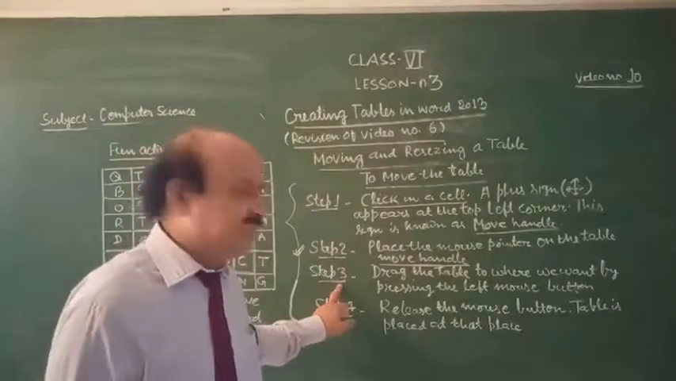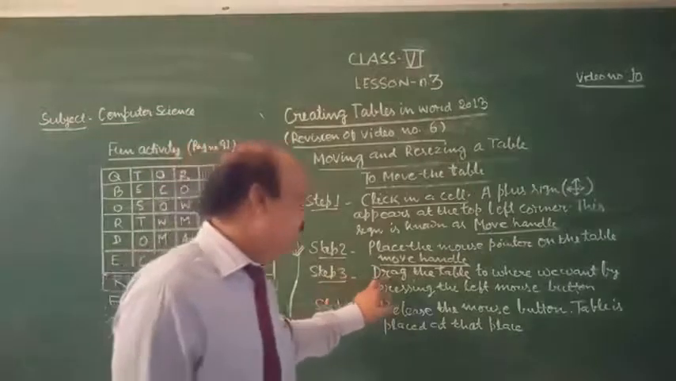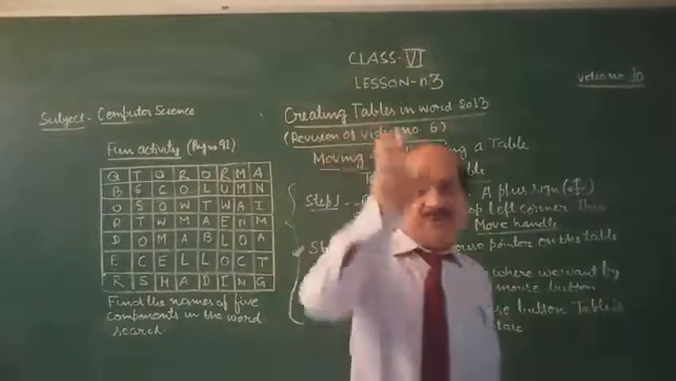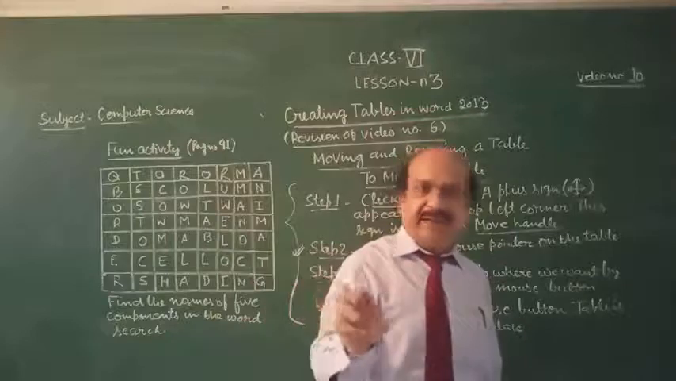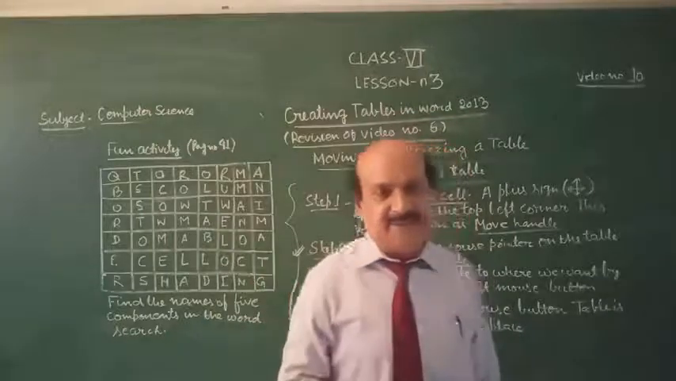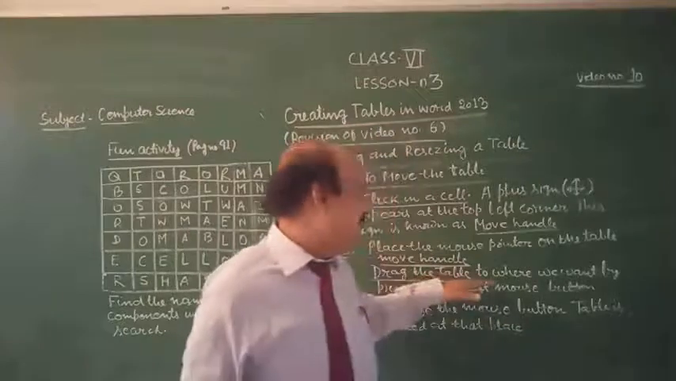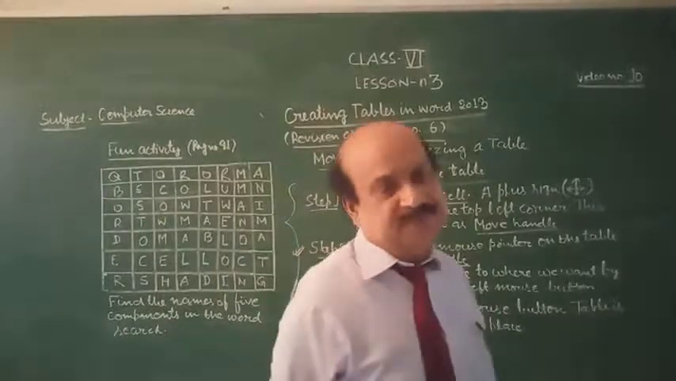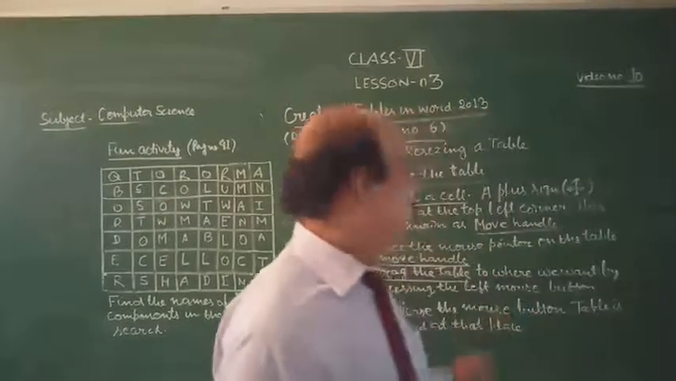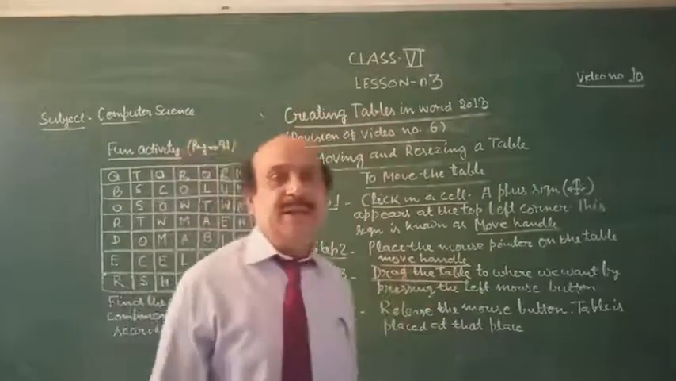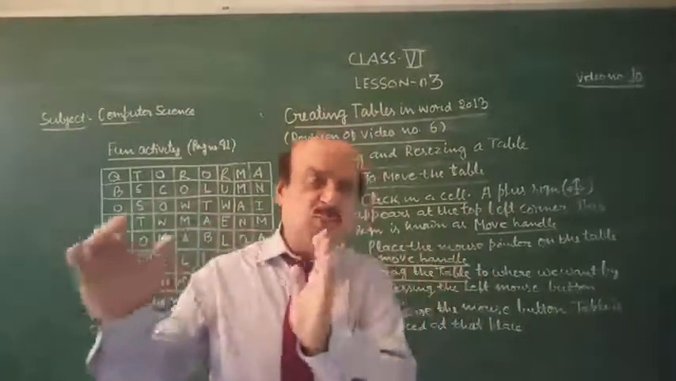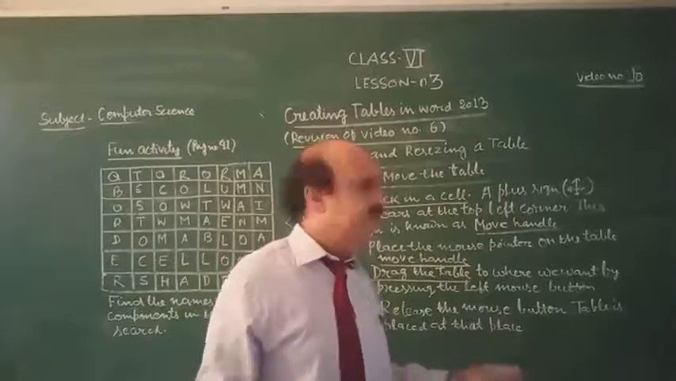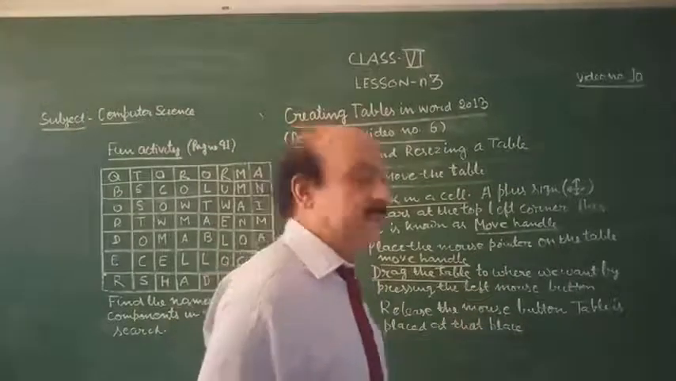Step 3. See here, there is an important point. Drag the table. The word we are finding is drag the table. It means we can move the mouse from an upward direction to a downward direction, anywhere we can move. So this is the dragging of the mouse pointer. Drag the table to where we want by pressing the left mouse button. So by pressing the left mouse key, we will start to drag the mouse and drag the table. You will see the complete table start to move, and where you want to keep it, pressing the left mouse button, you will go there with the help of the mouse pointer. So this is the third step.